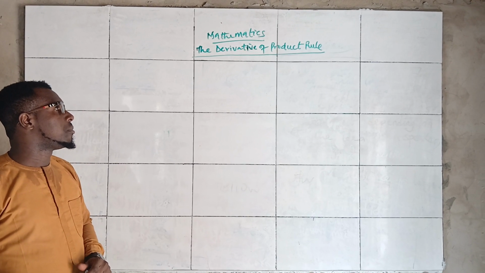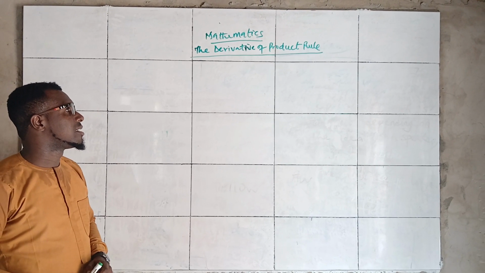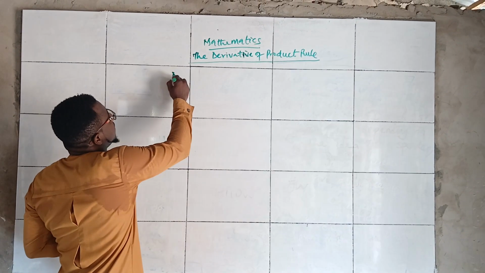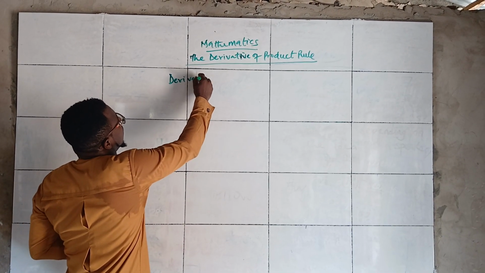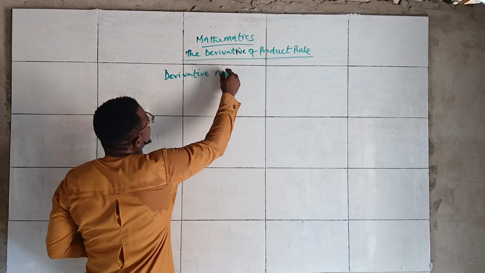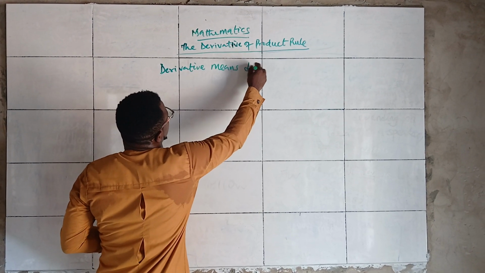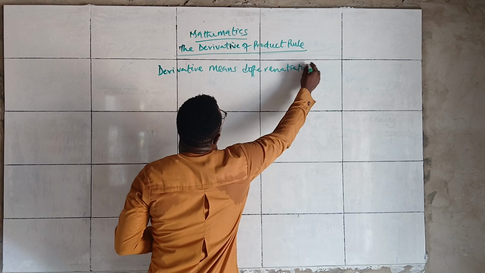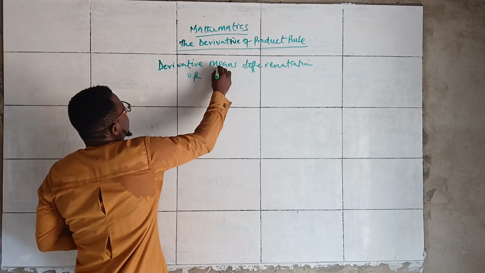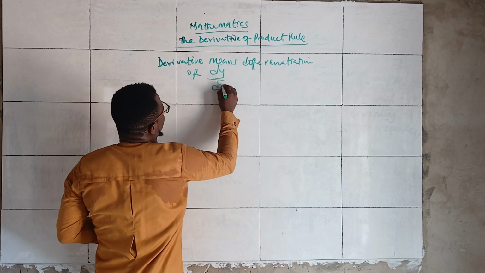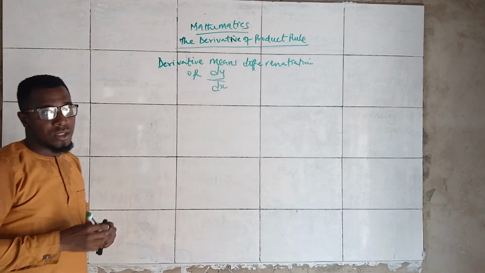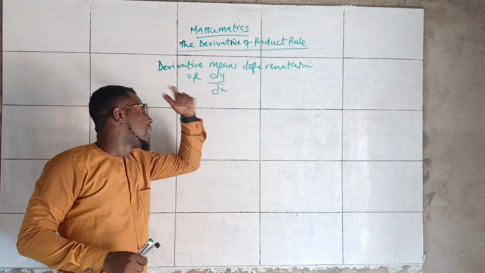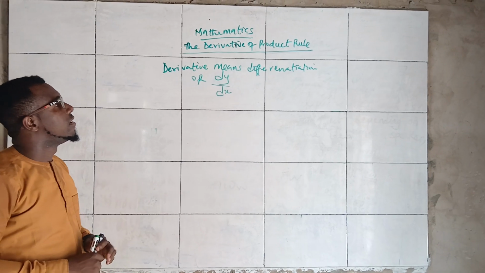So, just from the name product, you know that anything you hear about derivative simply means differentiation. It means differentiation, or it's just dy over dx. You understand? So derivative also means differentiation, and it means dy over dx.